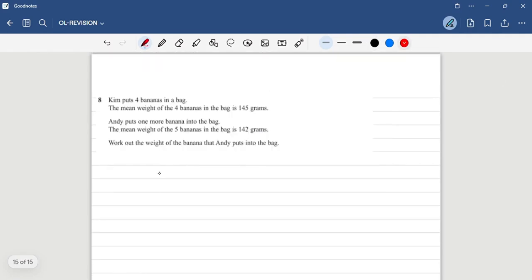He asked me about putting 4 bananas in the bag. The mean weight of the 4 bananas in the bag is 145, and we know that the mean is equal to the summation divided by their number. Of course, he said that their mean is 145, and the summation of the bananas, I have no idea about, but I have the number 4. So the summation of the 4 bananas is 4 multiplied by 145. Do you understand this part? So this is for the first part, which is equal to 580.